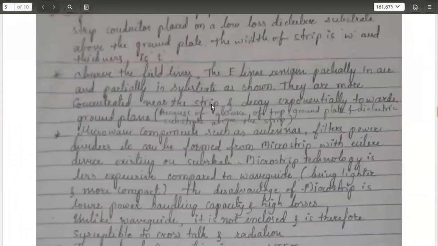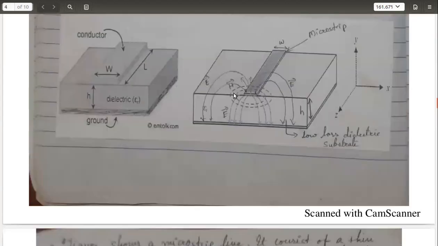Observe the field lines. The electric field lines remain partially in the air and partially in the substrate, as I have just explained. So they are more concentrated near the strip and they decay exponentially towards the ground plane. You can observe this. At the ground plane they decay, but near the strip, as it is a conducting material, more of the fields are concentrated.